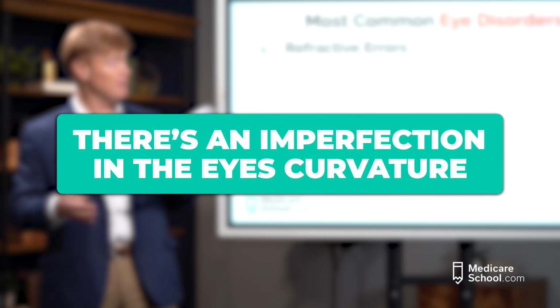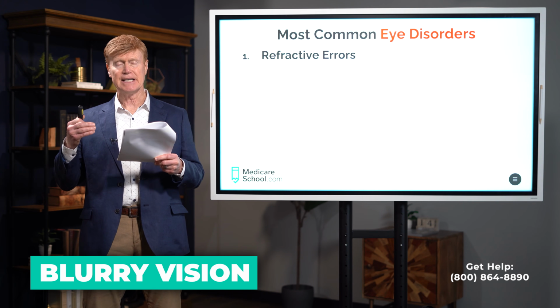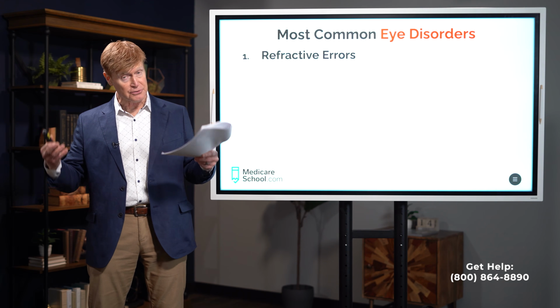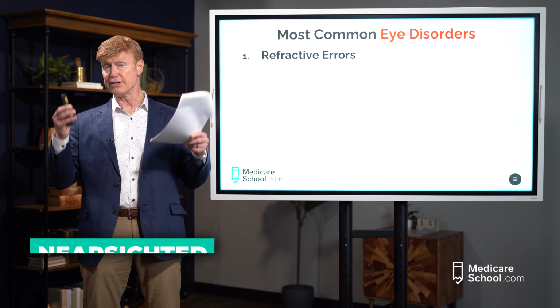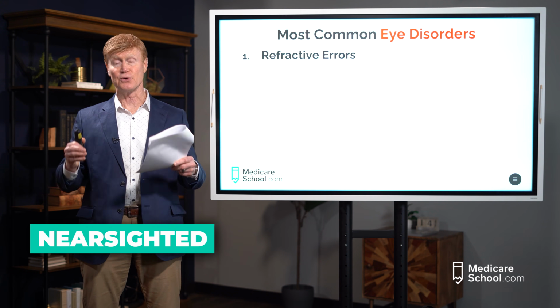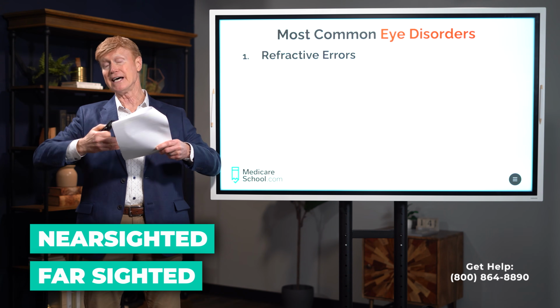And the symptoms that people have with these refractive errors would be blurry vision. They just cannot see well. And of course, these things are easily treatable. This would also be someone that would be diagnosed with being nearsighted, which means they can see things close up but not long distance, or they're farsighted, which means just the opposite. They can see things well that are in the distance but not up close.